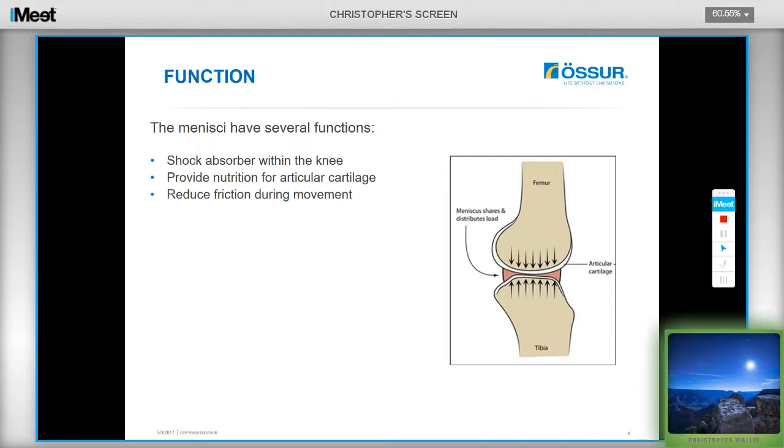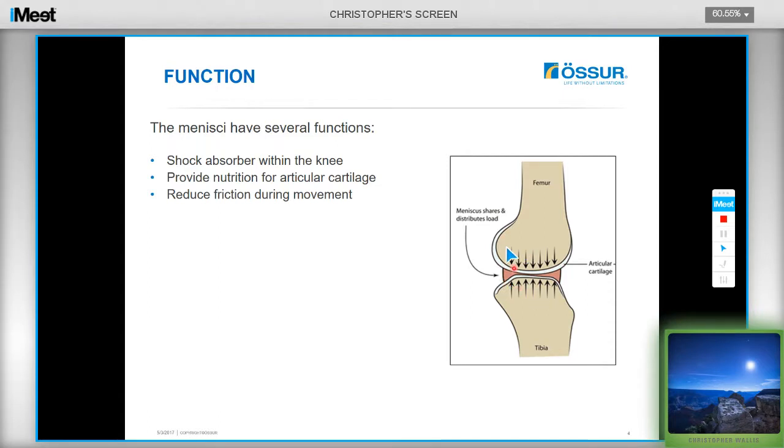As I said, I think it's really important to understand the function of the structure that we're dealing with when we're dealing with injured anatomy. And the menisci certainly have several really important functions. So number one, we can think of it as being a shock absorber to the knee. So hopefully you can see my pointer here, but when we look at this structure in profile, it's often called the anatomical bow tie.